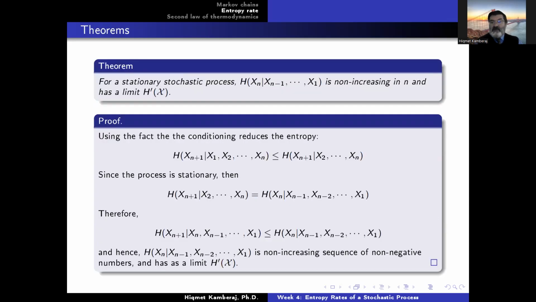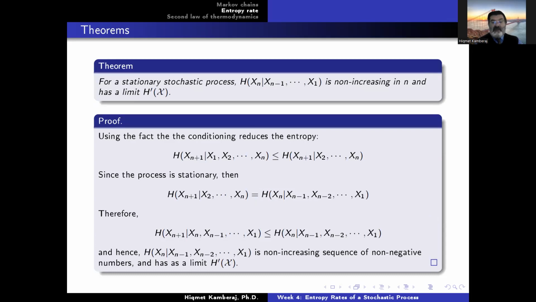Now we are going to prove some important theorems. For a stationary stochastic process, the entropy of Xn given Xn-1 and so on down to X1 is non-increasing in n, and it has a limit H'(χ), so the entropy rate based on the second definition.